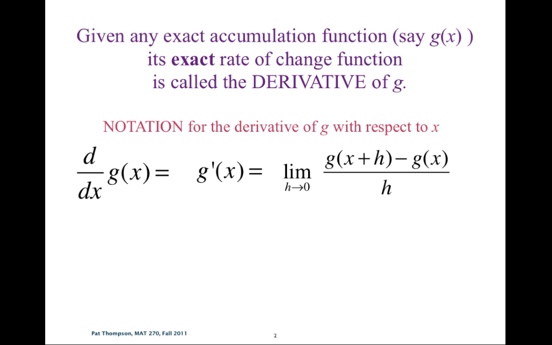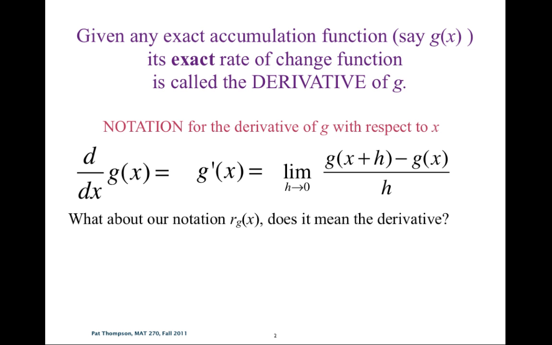Okay, and we know what it is. We know it's our trusted form when h is very small, right? It's our trusted form of the rate of change in y over change in x, when h is very small. So for r sub g of x, for us that means a small value of h.